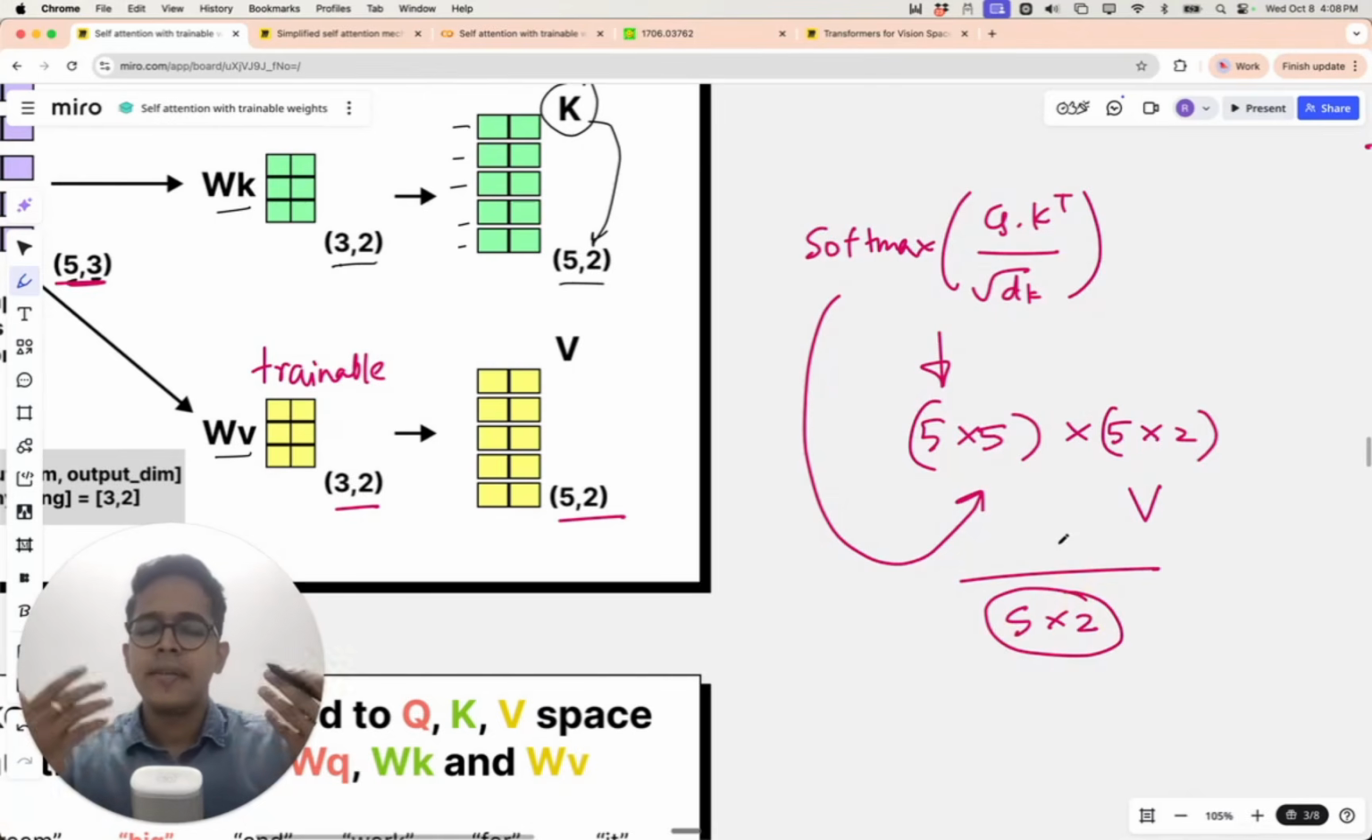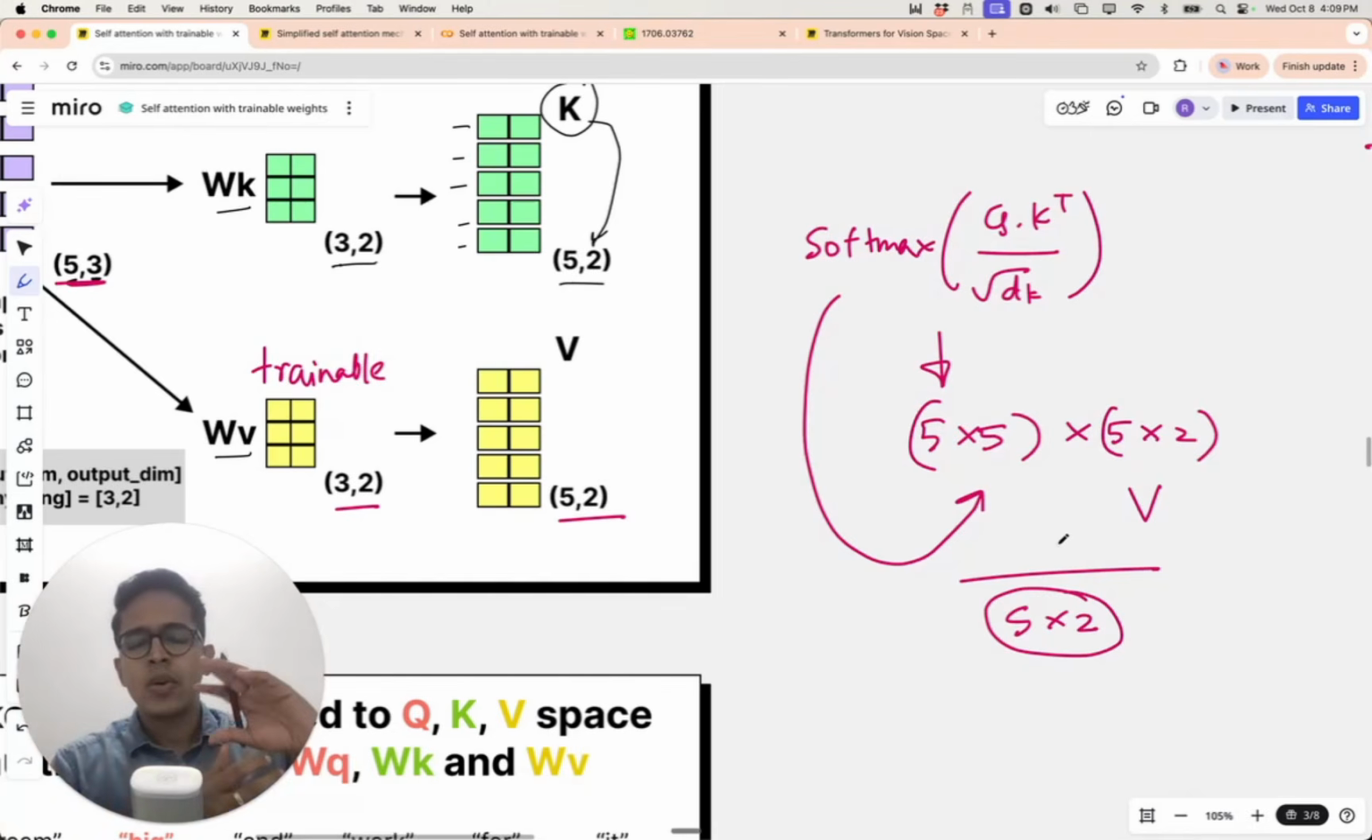How many vectors did we have in our input sequence? We had 5 vectors. And our goal was to produce context vectors for every single vector in the input sequence. We wanted to construct context vectors corresponding to every single vector in the input sequence. The input sequence was of dimensionality 3 because it was in a 3-dimensional space.